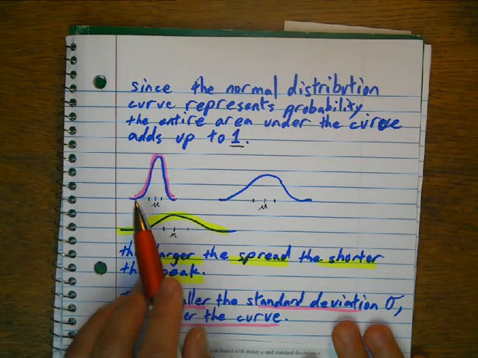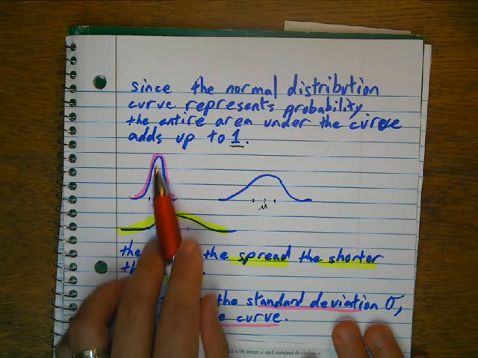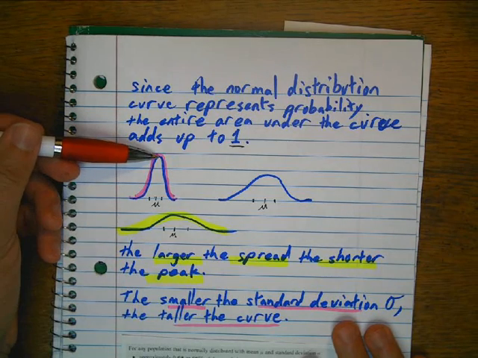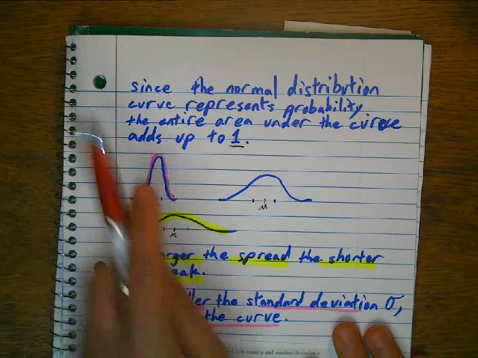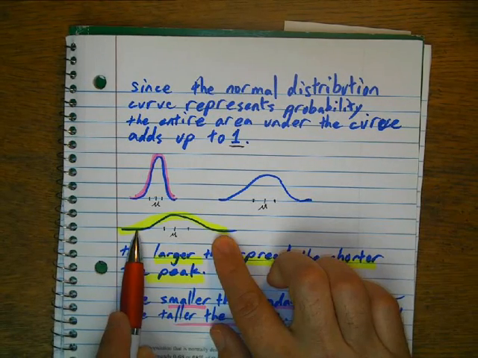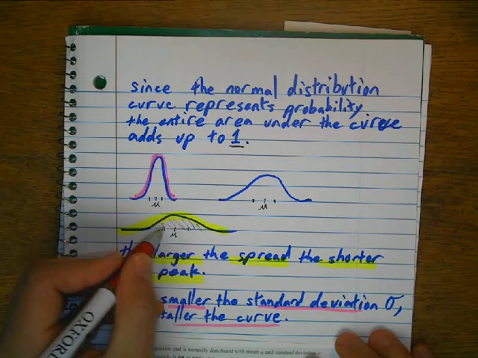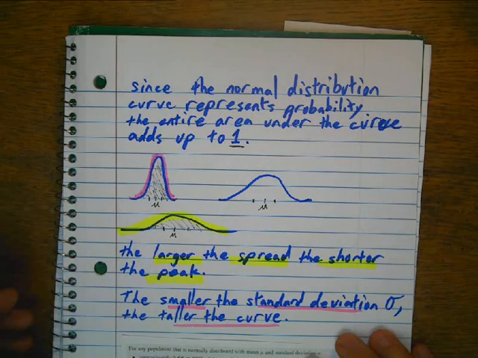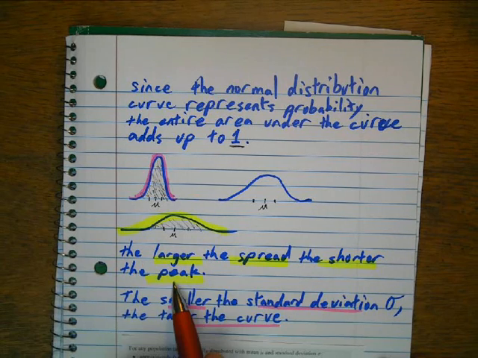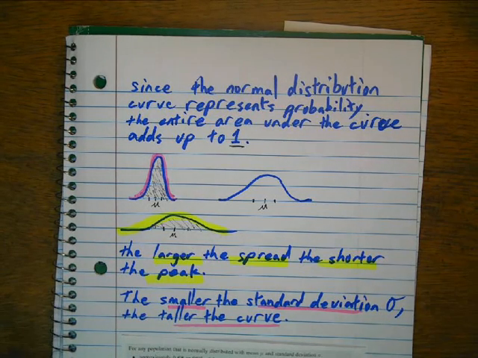So if the standard deviation is really small, like right here, the height here is going to be high because the curve is kind of squished in. Whereas if we spread it out, like here, then the curve won't be quite so high because this area here should be the same as this area here. So the larger the spread, the shorter the peak. The smaller the standard deviation, the taller the peak. Okay? You might want to hit pause and copy this down.